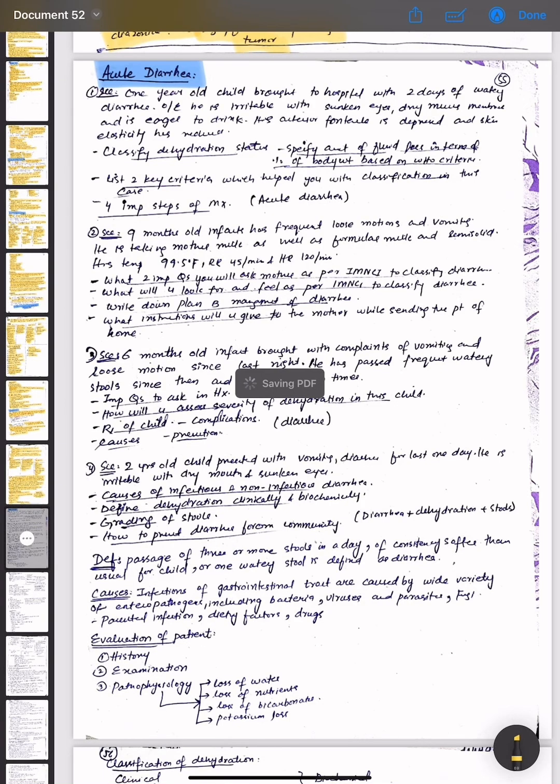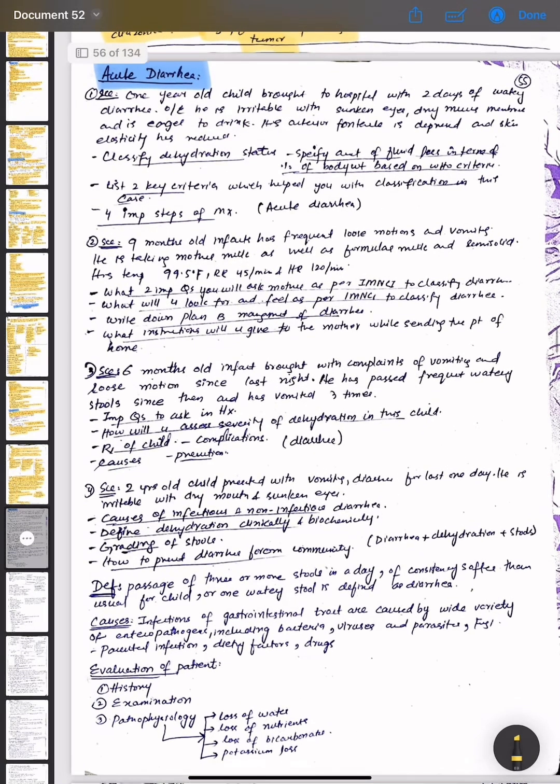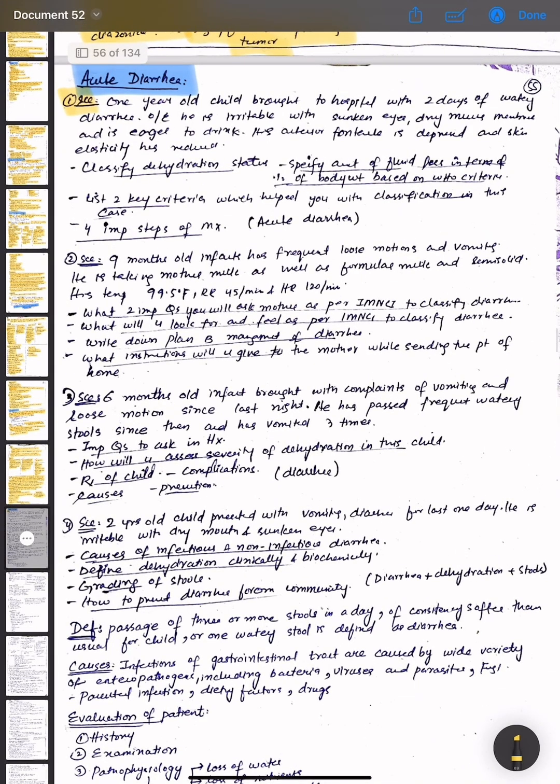So we are going to discuss the most important topic from pediatrics, and that is acute diarrhea. We have a scenario where a 1-year-old child is brought to the hospital with 2 days of watery diarrhea. On examination he is irritable with sunken eyes, dry mucous membranes and is eager to drink. His anterior fontanelle is depressed and skin elasticity has reduced.